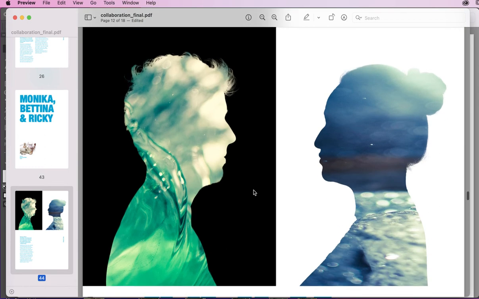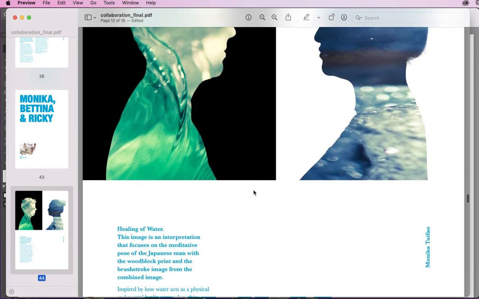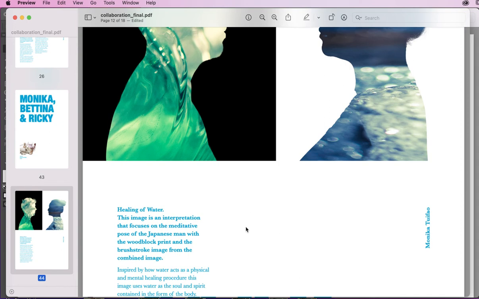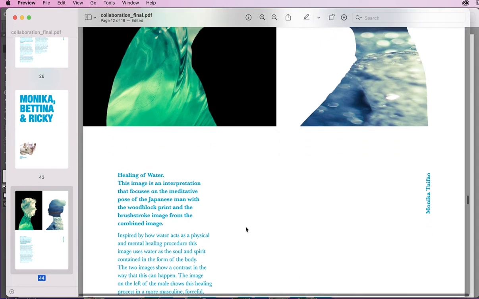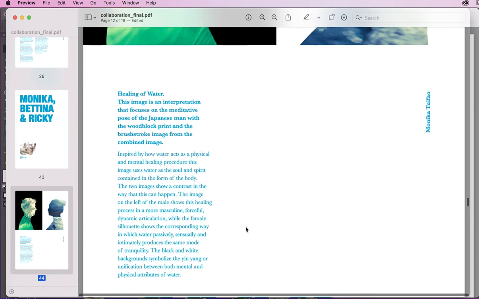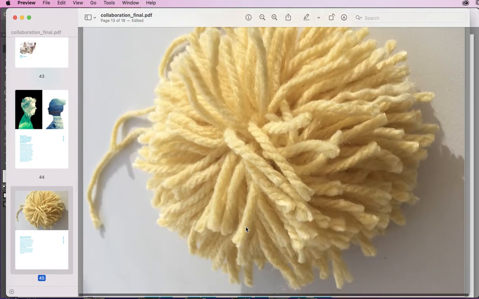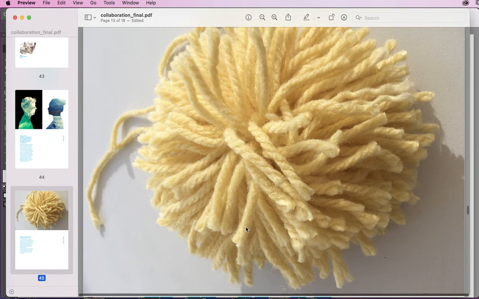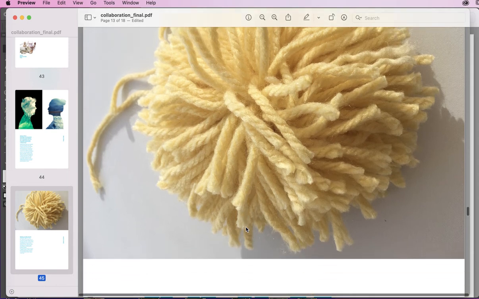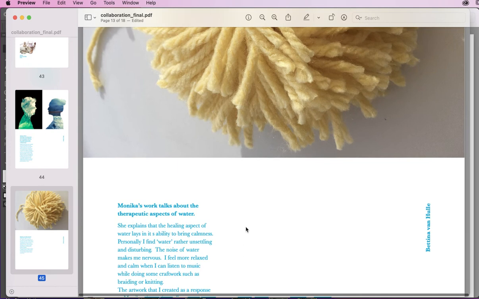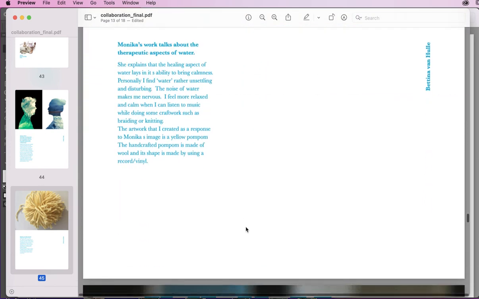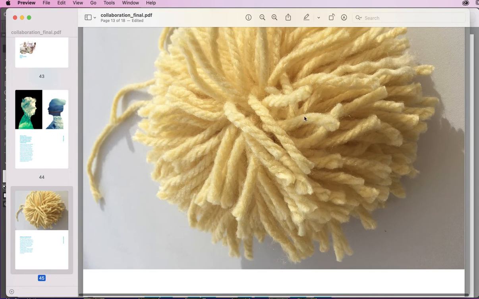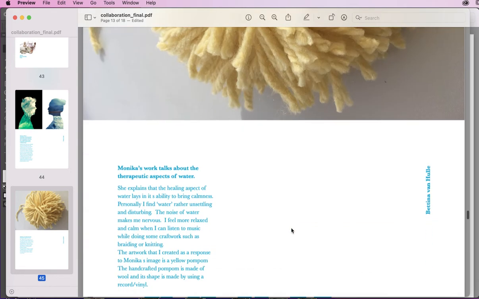A few more. So this image here, Healing Water, it focuses on meditative poses and this kind of brushstroke image. The next person comes along, and their meditative process is they used to make pom-poms. And so they make this pom-pom and they film it, it's documented, and it's the kind of therapeutic aspect. Next person comes along, and what they look at is not the therapeutic aspect, but they look at the color, and that's what they focus on.